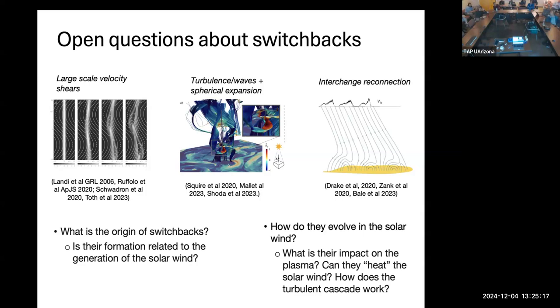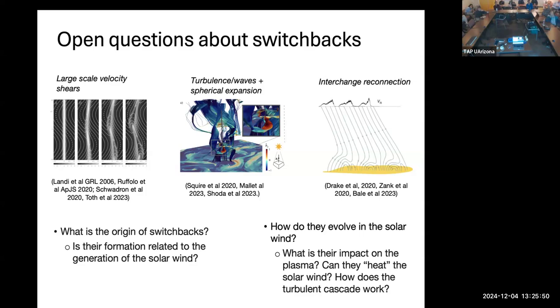And then in the other school of thought, instead, switchbacks are generated dynamically as they evolve in the solar wind. They could be generated through underlying shear flows that will drag magnetic field lines and form switchbacks. Or you can start with a bath of turbulent fluctuations, and then the expansion drives the formation of switchbacks automatically. So this is the set of questions of their origin.